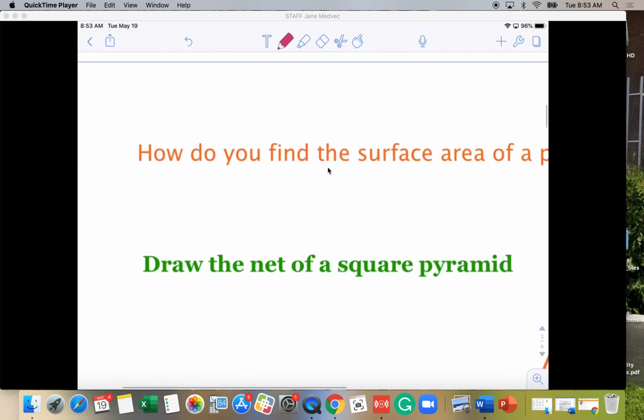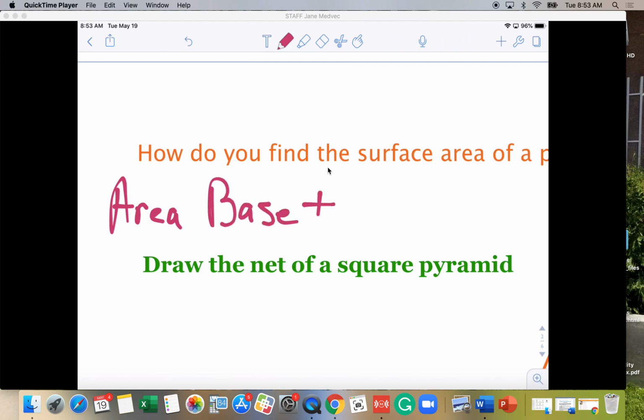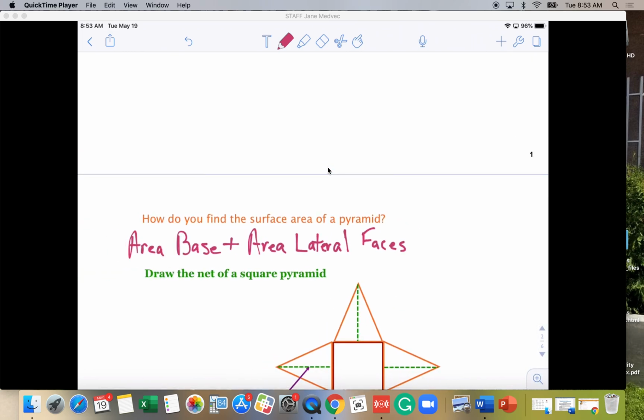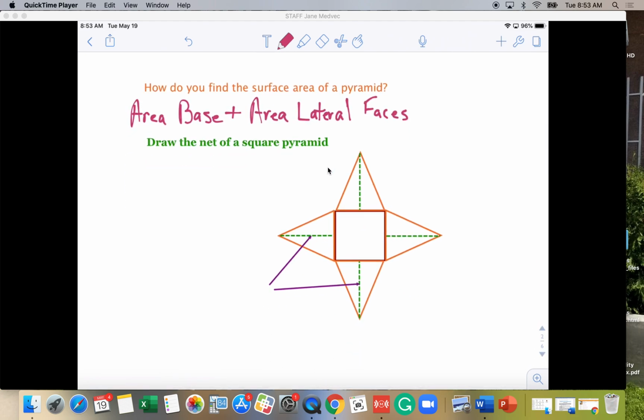Now let's keep going and talk a little bit about how you find the surface area of the pyramid. Well, what you do is you find the area of the base, and then you add together the area of the lateral faces. Okay, if you'll notice, underneath that there is a net of a square pyramid. Again, square, they told us the base is a square. And then you're going to notice that the lateral faces are those triangles, and in the middle of those triangles is a dotted green line.